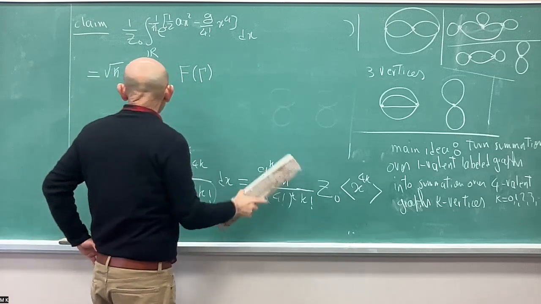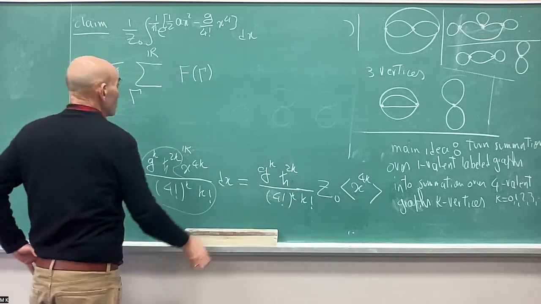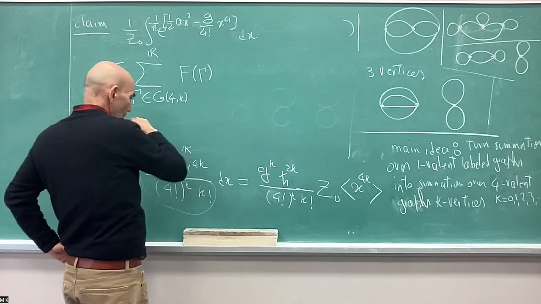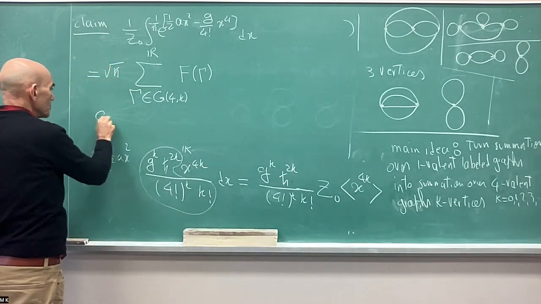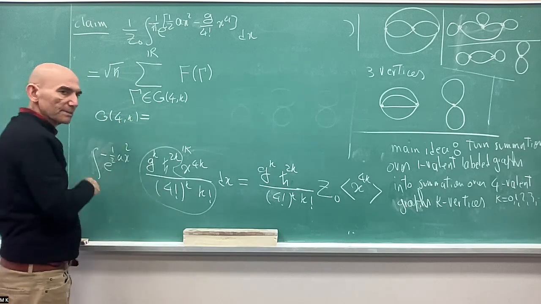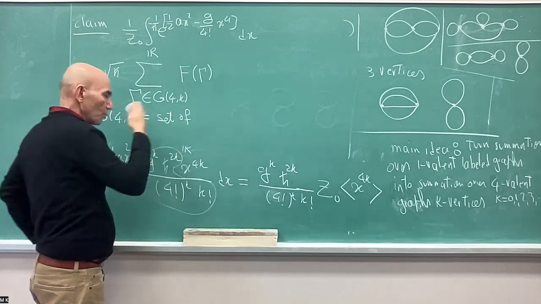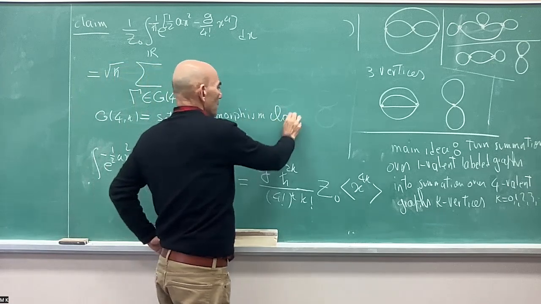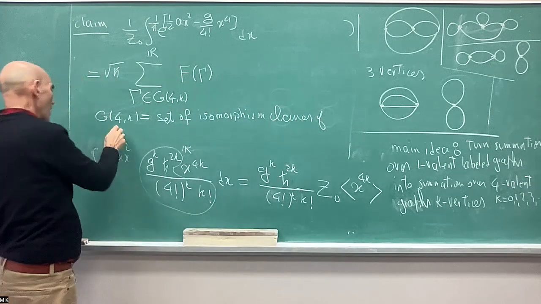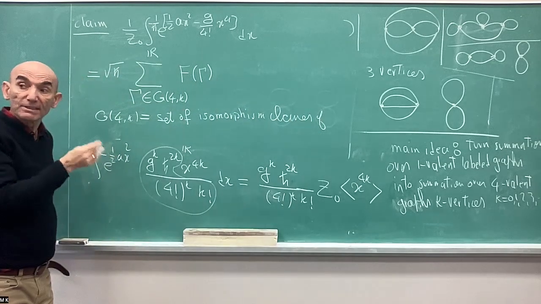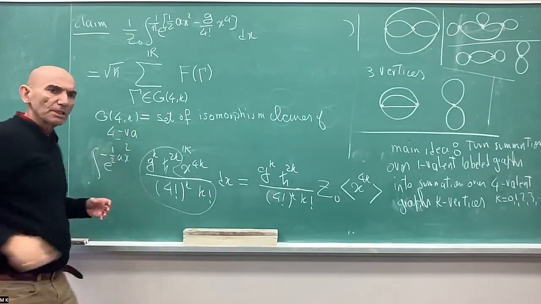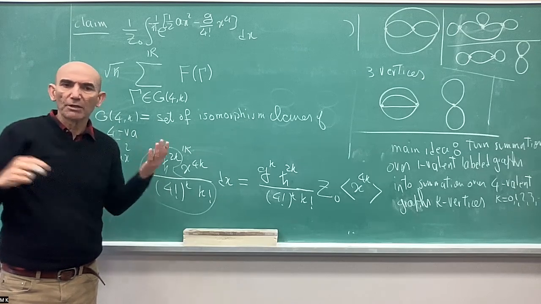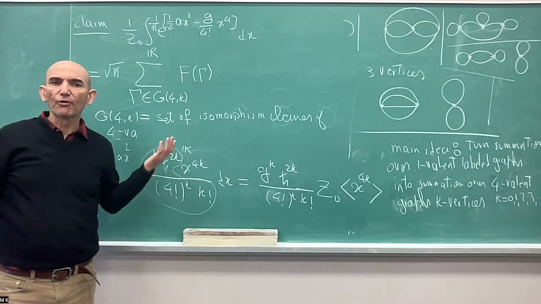Okay, so what's the gamma belonging to? G for K, where G for K is the set of isomorphism classes of graphs, of four-valent graphs. Valency, you know what I mean, right? Valency is the number of edges that come to each vertex. They're also called four regular graphs.